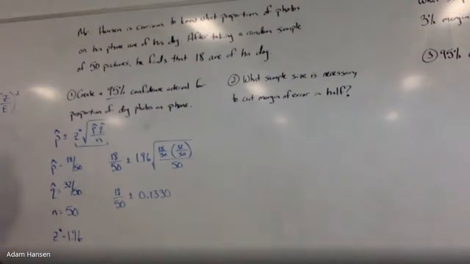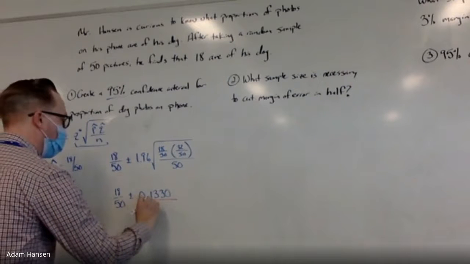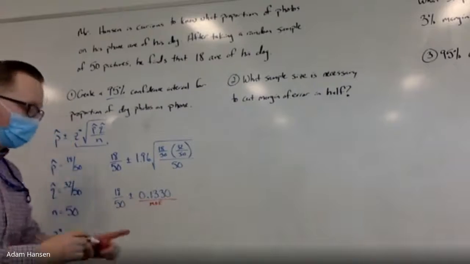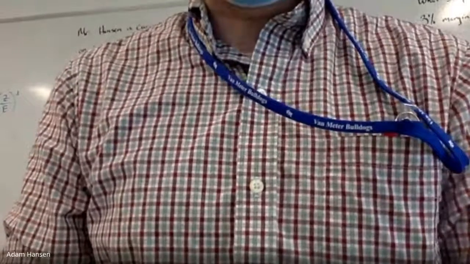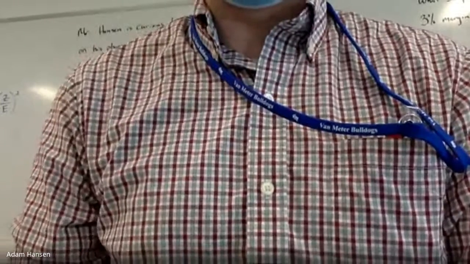This proportion here, what I'm going to underline, has a specific name. What is that called? Margin of error. It's what you add or subtract away from p hat. It's the maximum difference between my estimate, the 18 pictures I found in my 50 picture sample, and the actual proportion of all the pictures on my phone that are of the dog. This is the margin of error. By adding and subtracting the margin of error, I can make the overall confidence interval. 18 out of 50. Let's get the left endpoint first. I'll subtract off the margin of error.